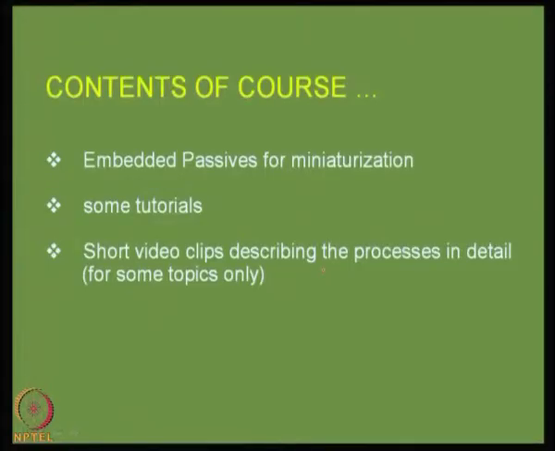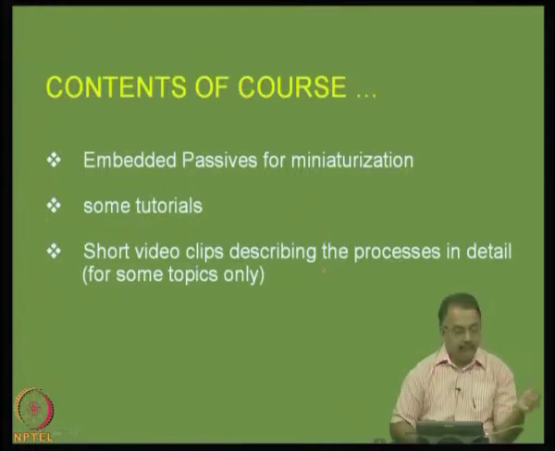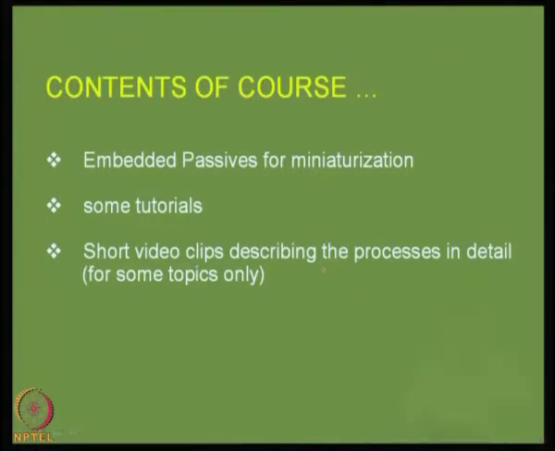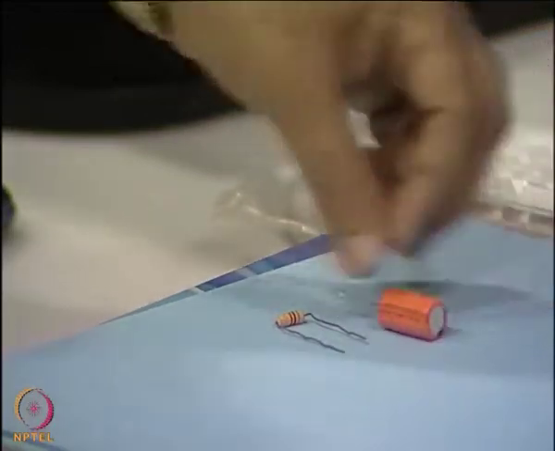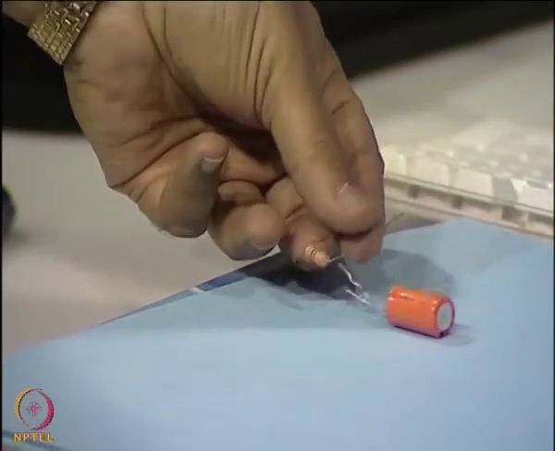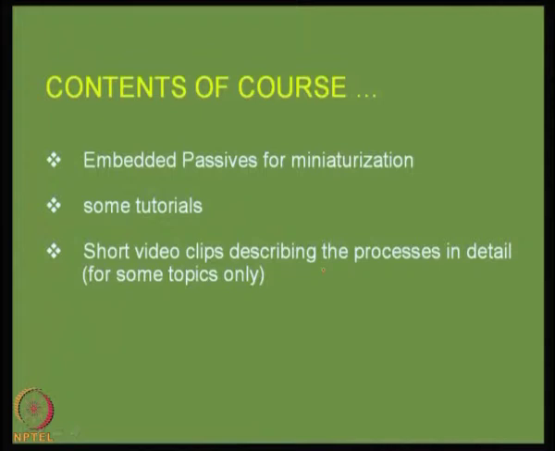Continuing, we will finally look at embedded passives for miniaturization, because today we are talking about very bulky components like capacitors and resistors. So, are there new technologies to dispense with these kind of bulky components, because these occupy a large amount of space? Yes, there are technologies, and we are going to see what is the role of embedded passives in electronic systems packaging. There will be some tutorials and short video clips describing the processes in detail for some selected topics.